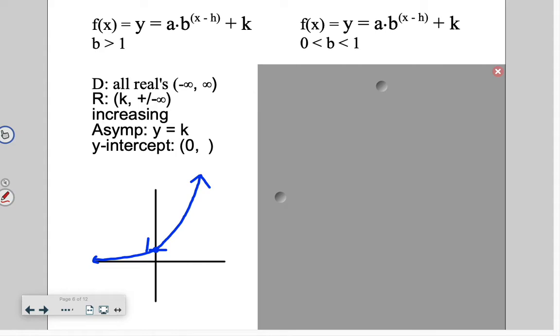This is an increasing function because of the fact that b is bigger than 1. It's exponential growth. Your asymptote is located wherever the shift is. However much you shift it up or down, the asymptote goes to that spot.